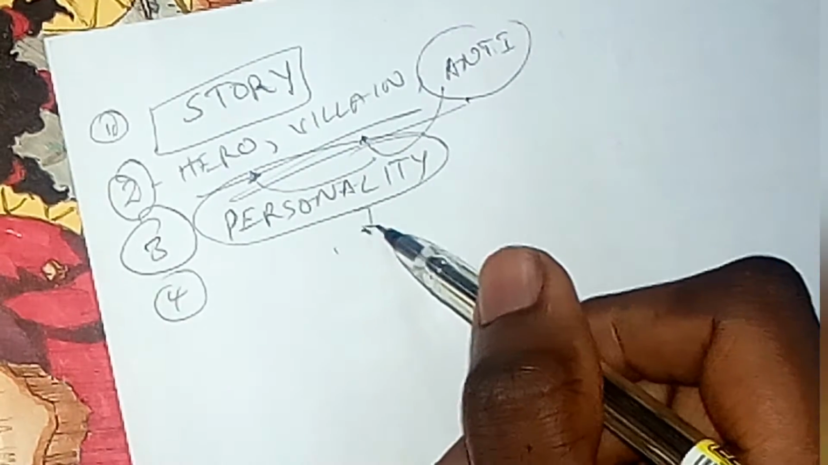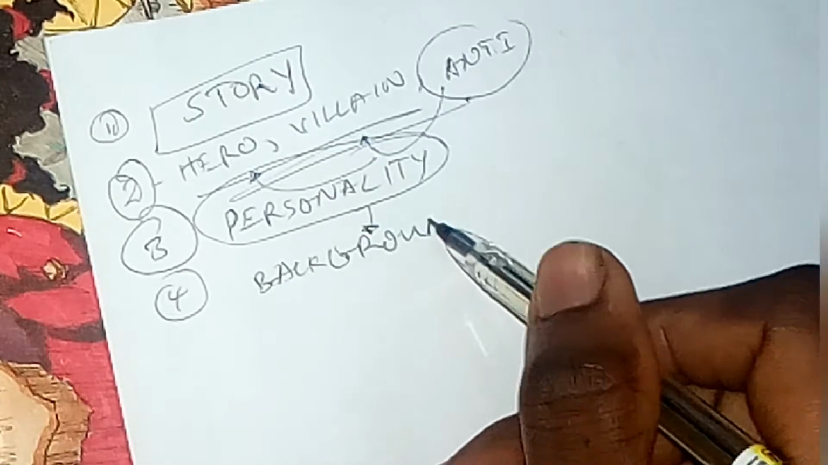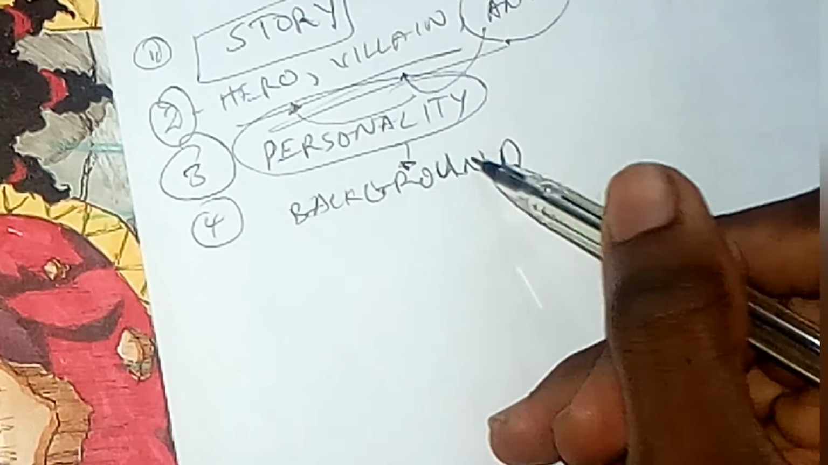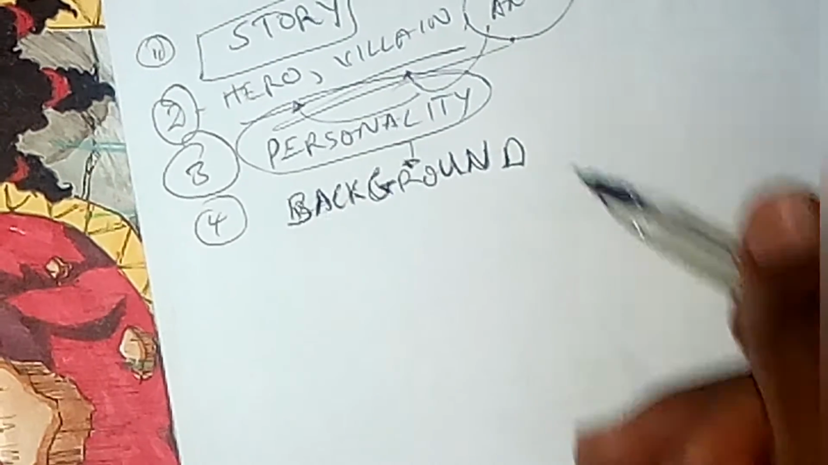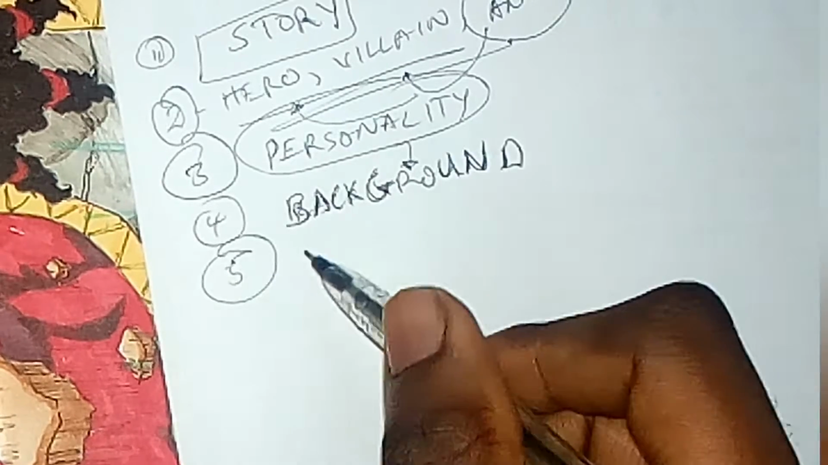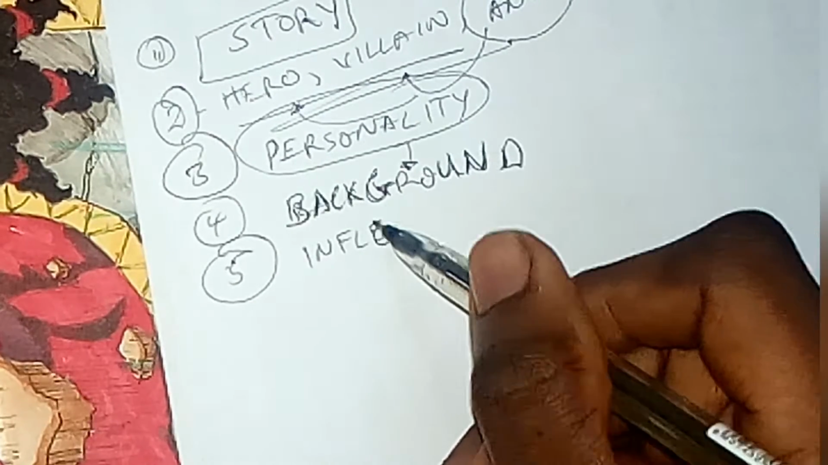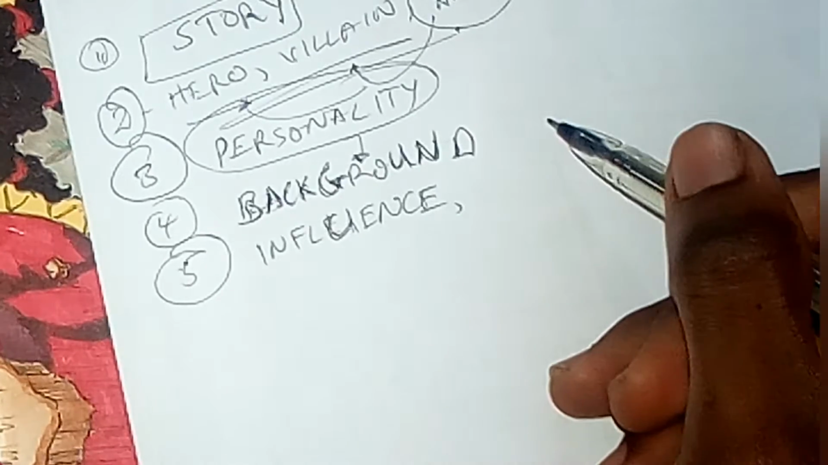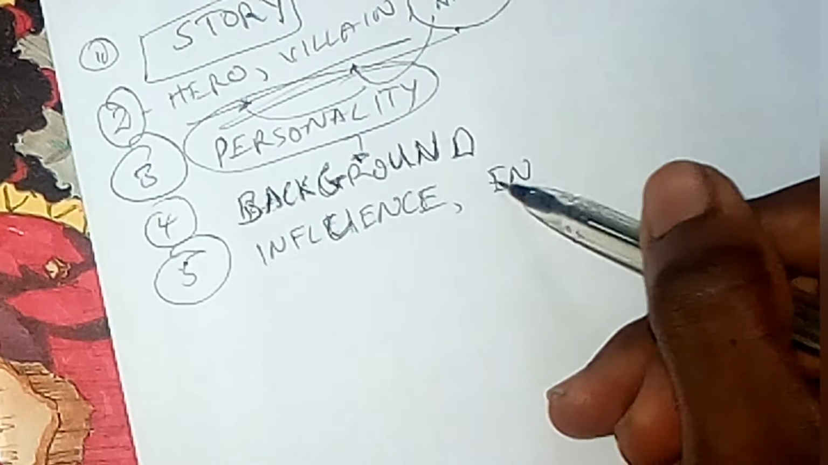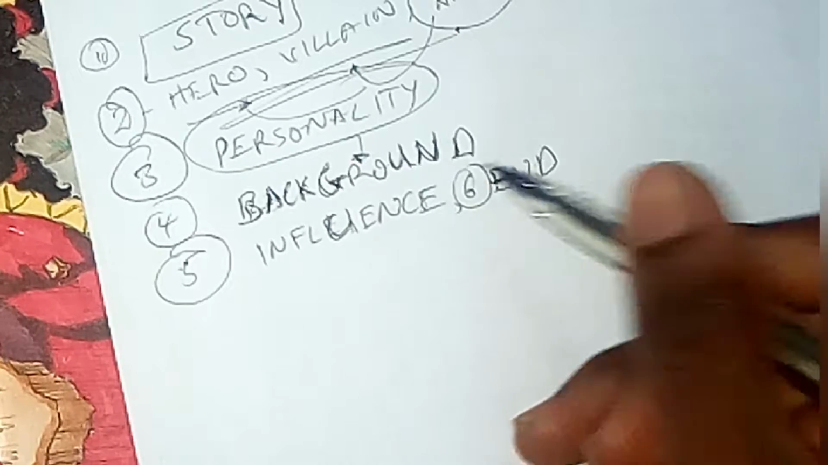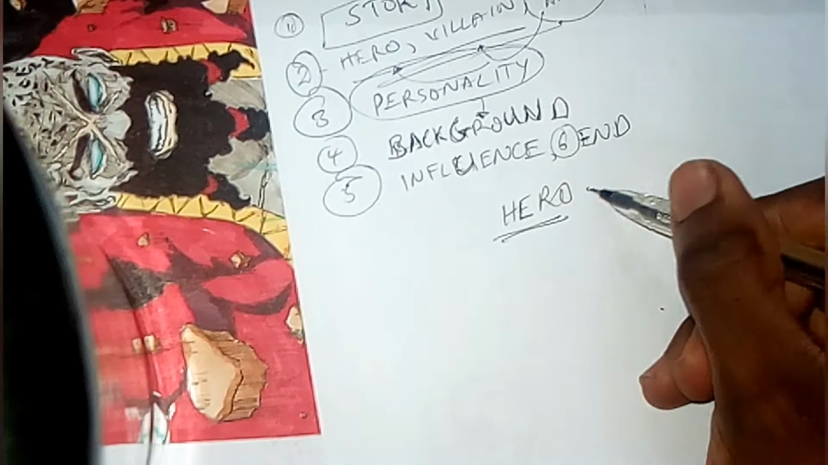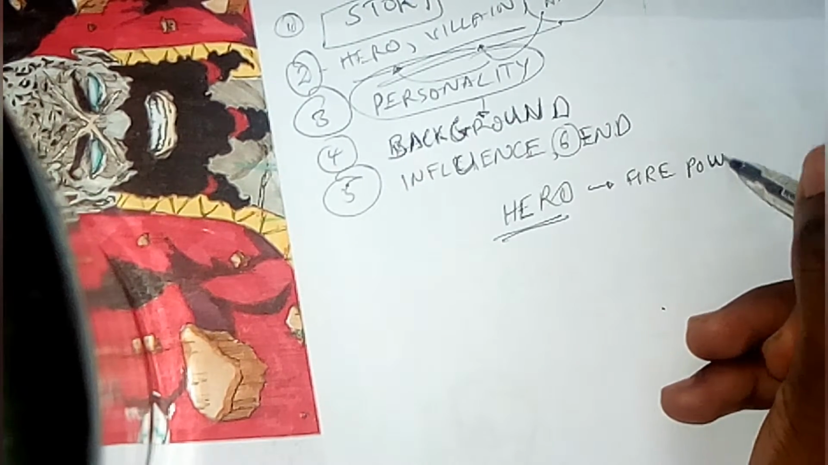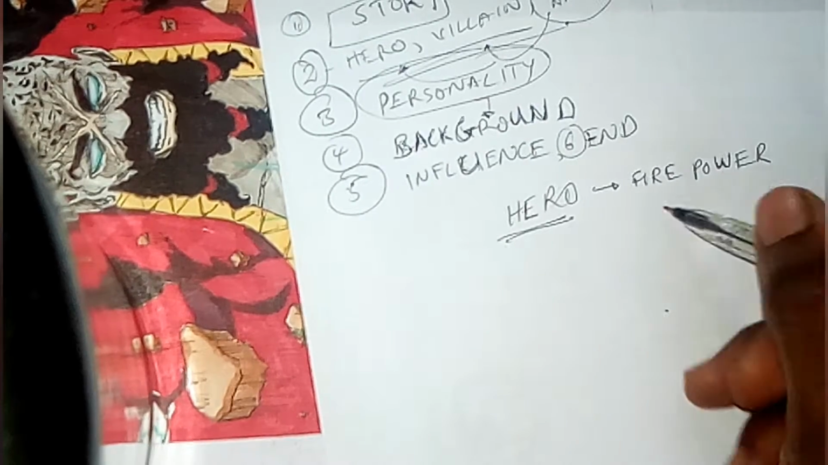You should think of the story. Is the person going to be a hero or villain or an anti-hero, or let's just call them hybrid or something. You got personality, background. Number 5 will be influence, how they get influenced, how they influence as well. And then end, that's basically if you want to kill off the character, or what you want to do with him or her.